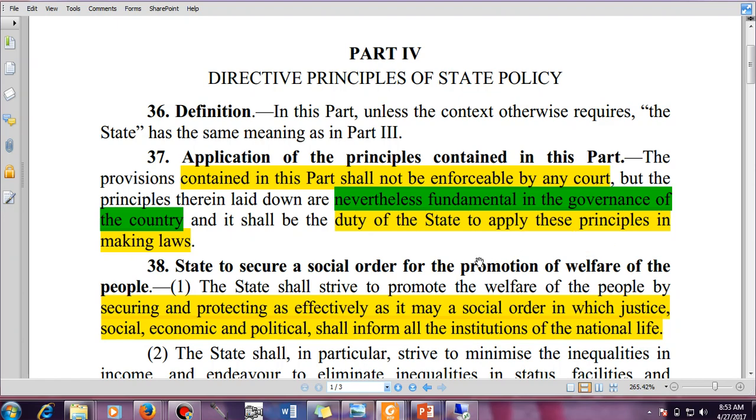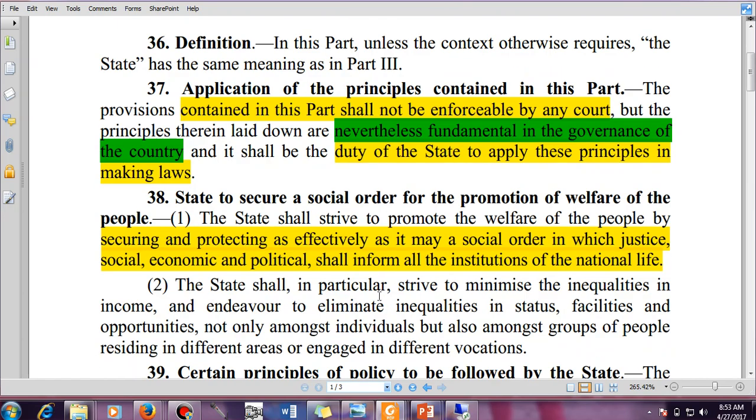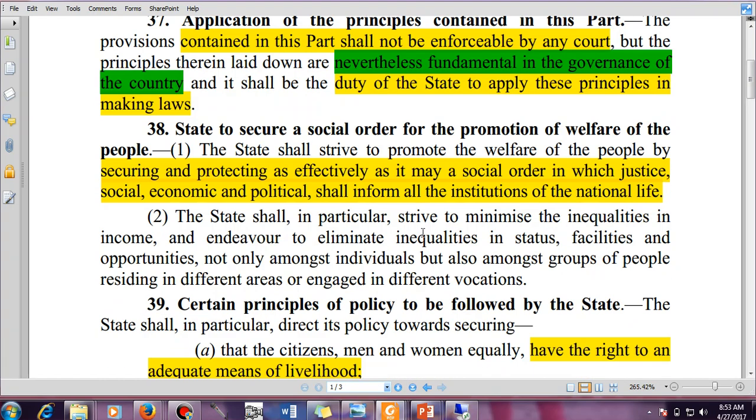Then I come to Article 38, State to secure a social order for the promotion of the welfare of the people. In detail it is given, I am not going through it, you can pause and just read it. I have just told it.